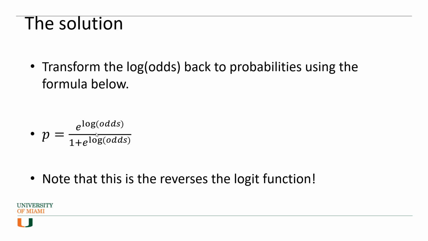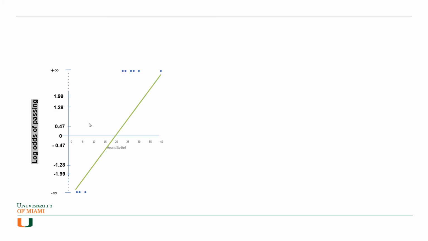And again, this formula should look familiar to you because this is the one that we've been using when we were discussing gradient boosted trees. So what this formula does is that basically it reverses the logit function, right? It transforms the log odds back to the probabilities. And the solution that I'm going to talk about is the maximum likelihood estimation strategy. So let's see how it works.